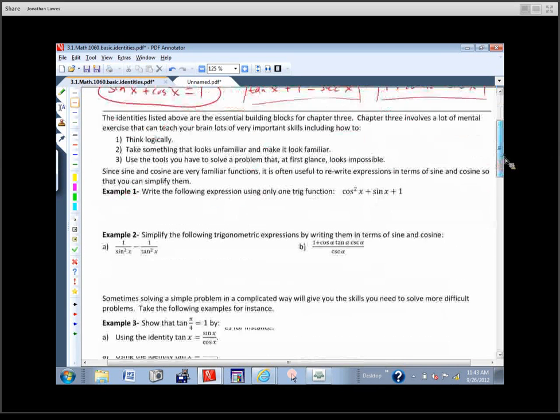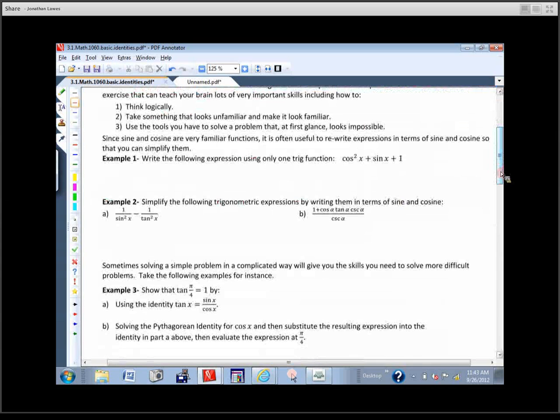So the first thing I want to point out is that because sine and cosine are the functions that are most familiar, they are really the building blocks for all the other trig functions. A lot of times it's useful to rewrite expressions in terms of sines and cosines. Okay? So it says write the following expression using only one trig function. It doesn't say which, but it wants you to only use one trig function. Okay? Now there can be other numbers in there, but only one trig function. Okay? You actually have problems that ask you to do stuff like this.